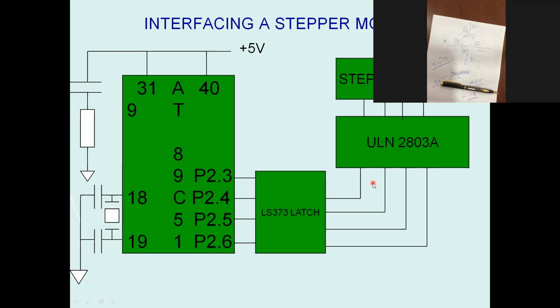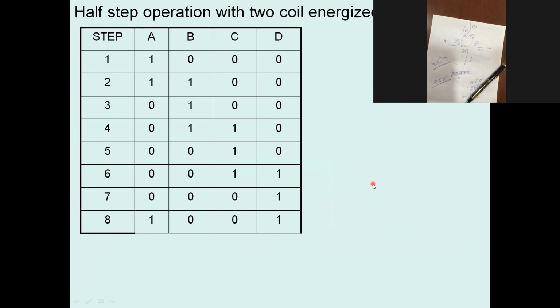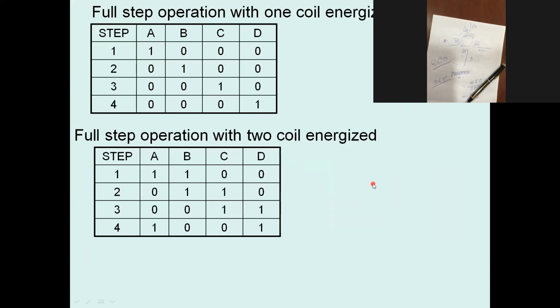Is it clear? Yes, sir. Means 1.8 plus 1.8 is 3.6, plus 1.8, plus 1.8 is equal to 7.2 degrees will be rotated. Is it clear? Say if I am going into this table, then you are able to understand.